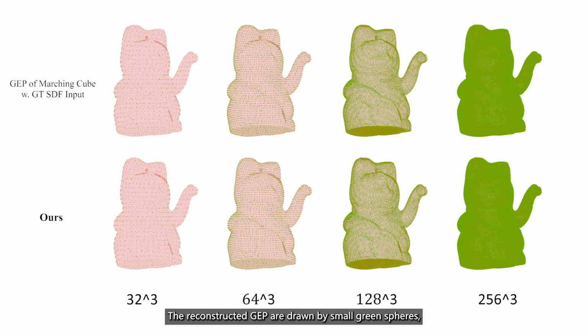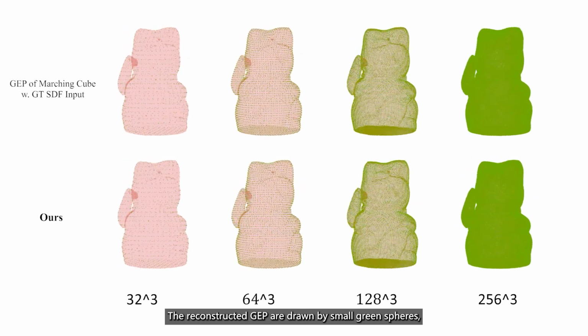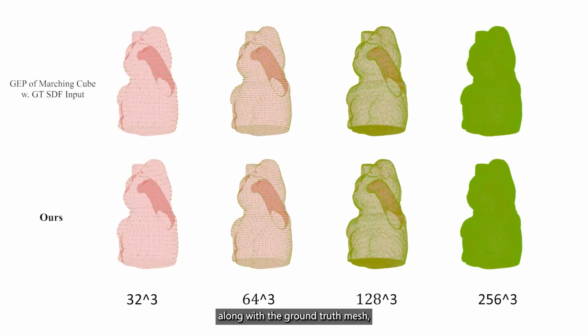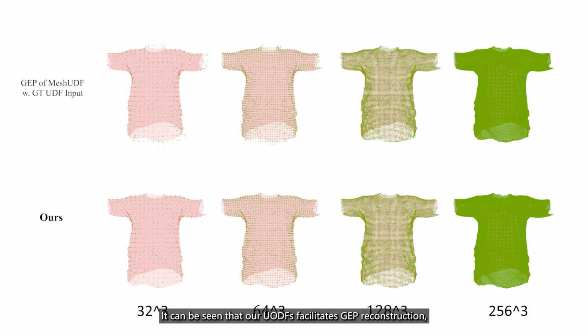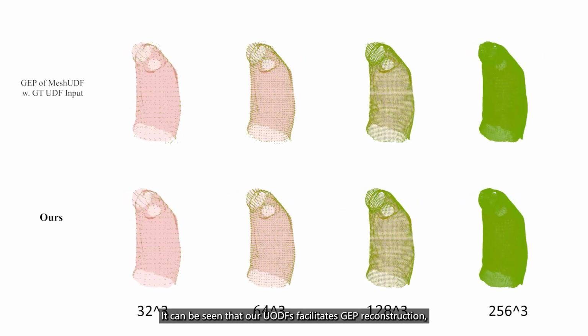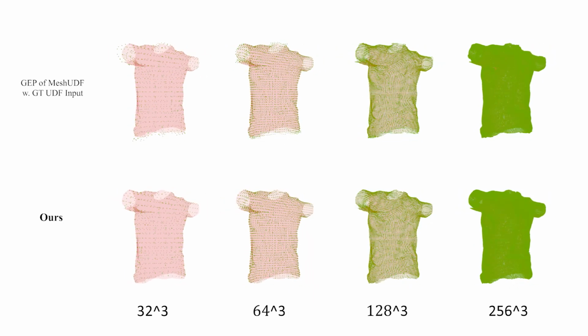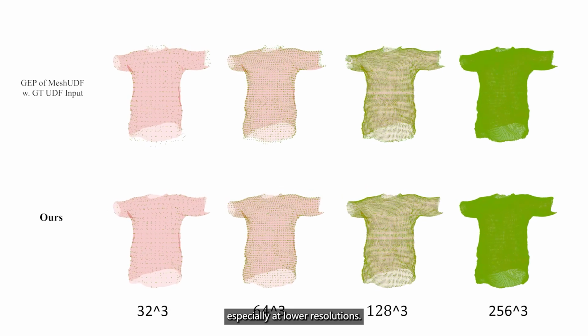Except the above-shown meshes, the reconstruction results of grid edge points GEP are also visualized. The reconstructed GEP are drawn by small green spheres, along with the ground truth mesh, drawn in red. It can be seen that our UODFs facilitates GEP reconstruction, especially at lower resolutions.